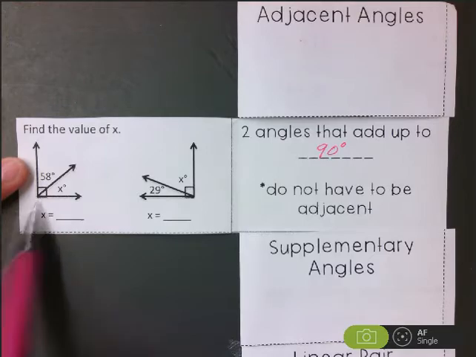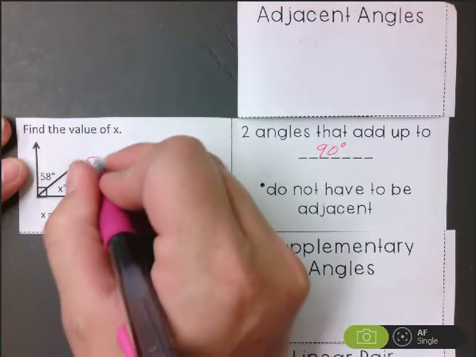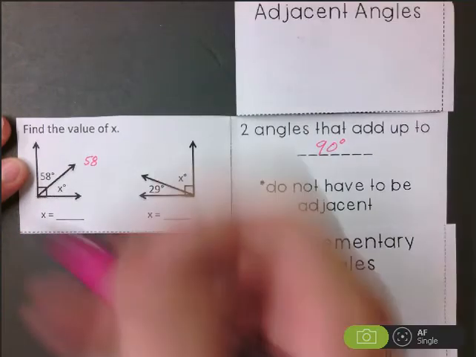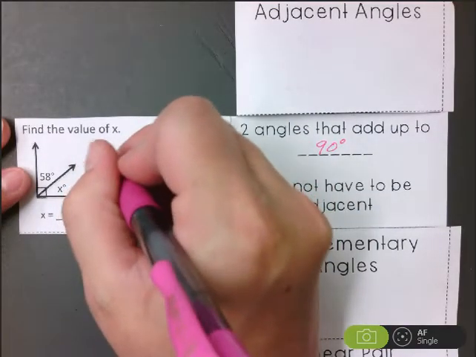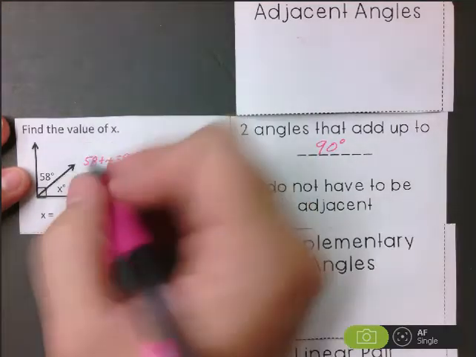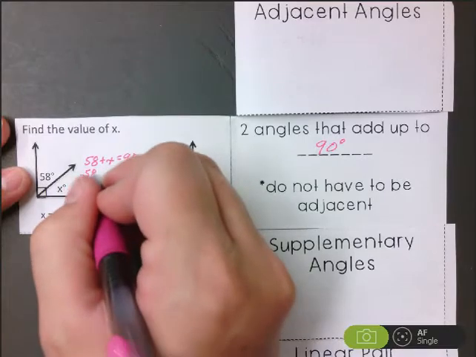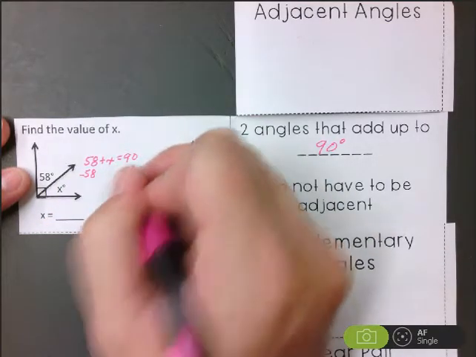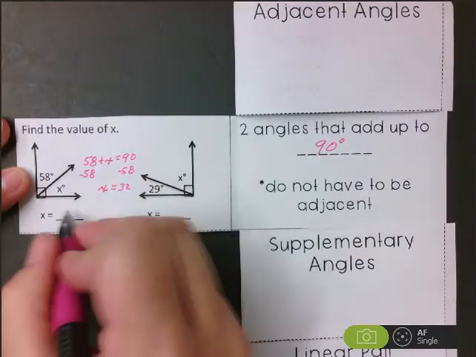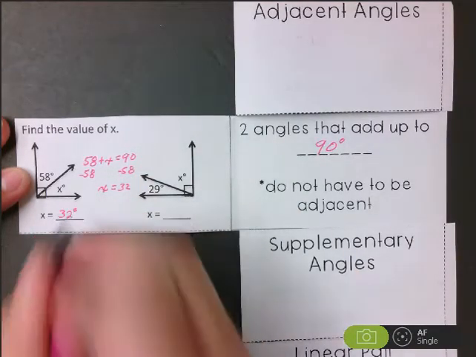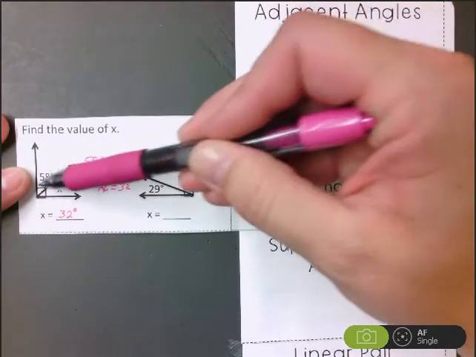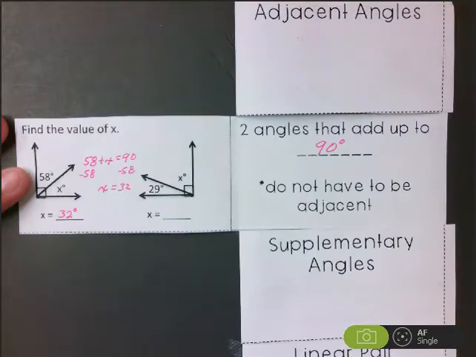So if we look at this one on the left, we have 58 degrees for this top piece. This bottom one is x, so 58 plus x equals 90 degrees. So 58 plus what? Well, I'm going to subtract 58 from both sides. And so then I get x equals 32. So x is 32 degrees. 58 plus my 32 gives me 90 degrees that I need there.